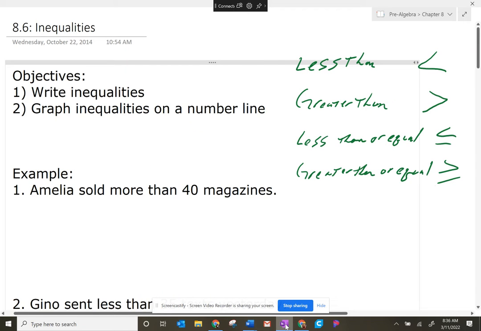All right, inequalities. Here's what the less than looks like. Here's what the greater than looks like. Less than or equal to, greater than or equal to. When I have these bottom two, I can go all the way up to that number and include the number.